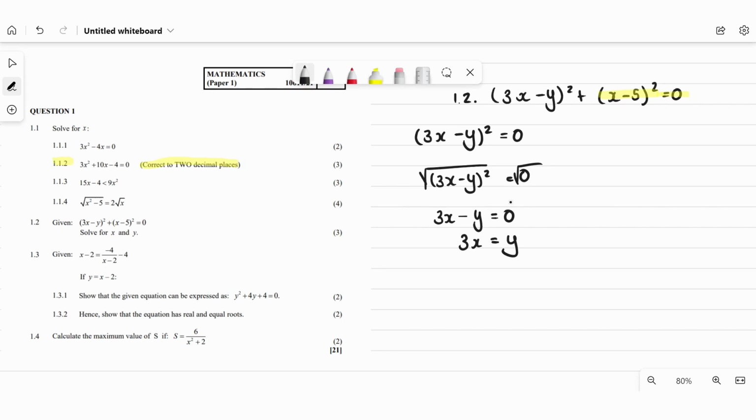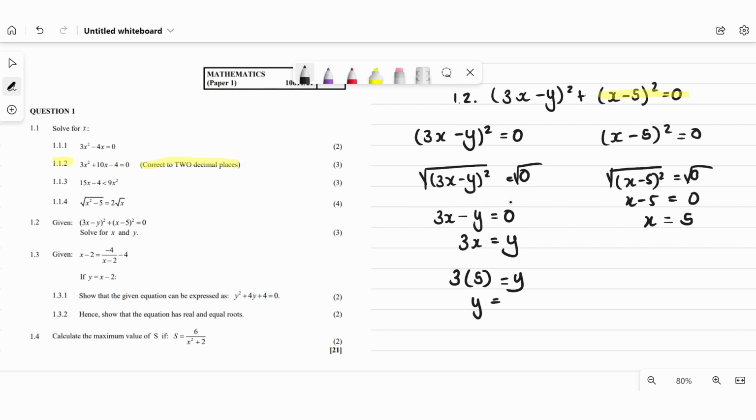Same thing that we did here, we're going to square root both sides. Again, the reason why we're square rooting is because we want to get rid of the squared. So this side we're going to have x minus 5, and this side it's going to be 0. Then we're going to take the 5 to the other side. Therefore, x is equals to +5. Since we know x is +5 and we need x and y, we're going to take this 5 and substitute it here, making y equals to 15.